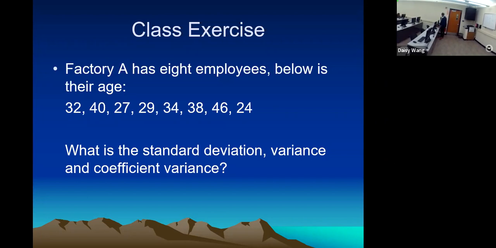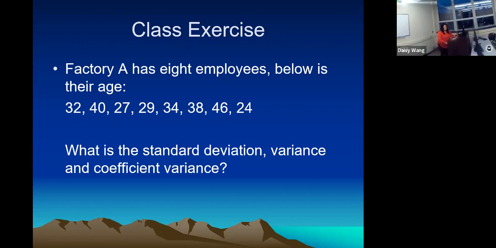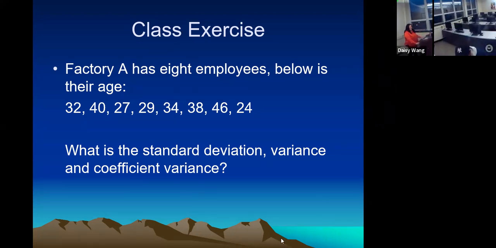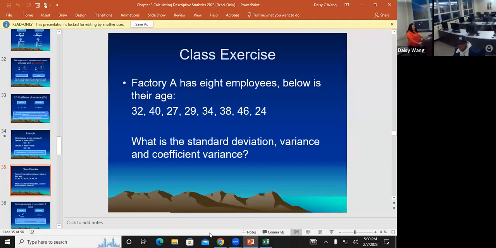What's your answer? I got 7.036 for standard deviation. Okay, what is the variance? That would be 40, 50 something, right? Or 53.36, and then square root. And then coefficient of variation. Yeah, that one. So let me.